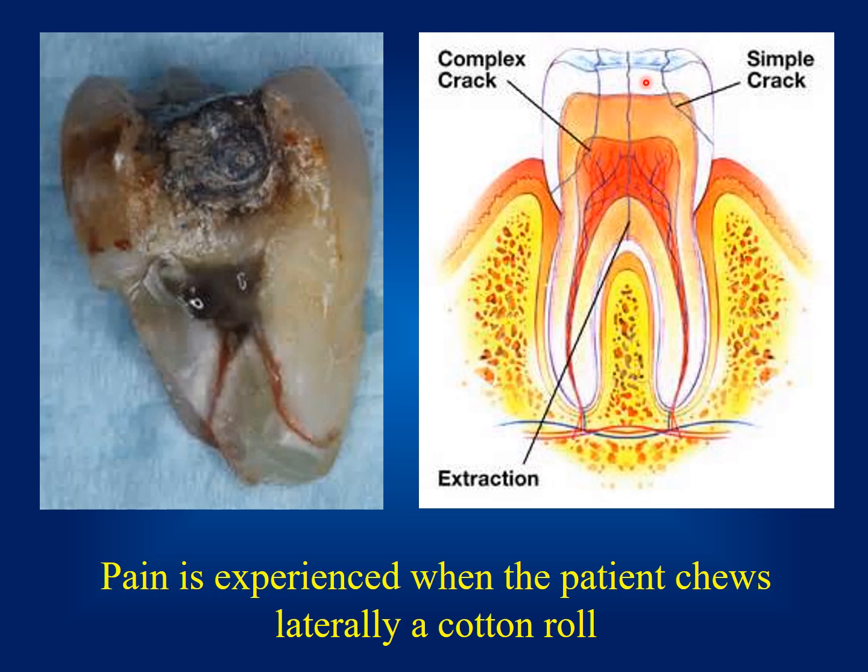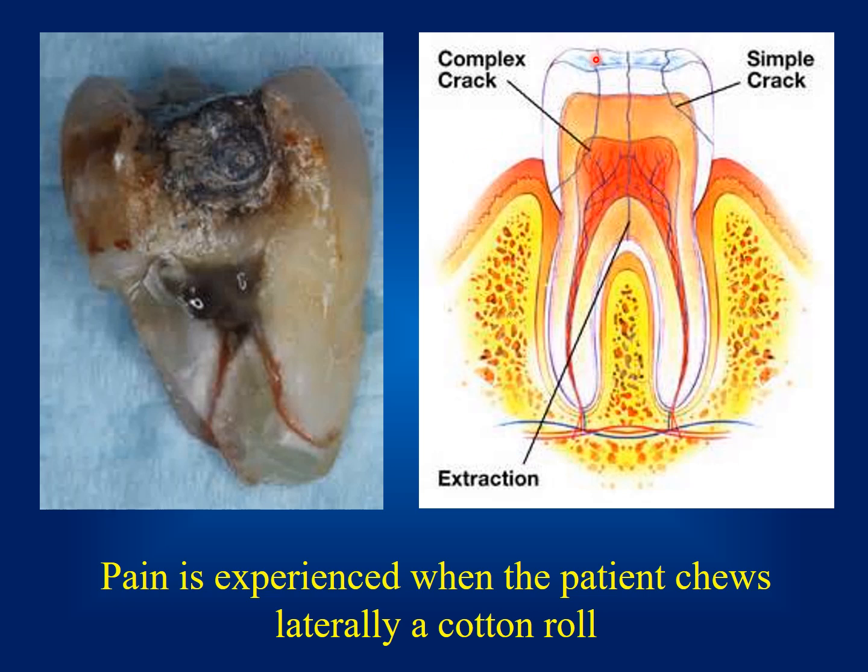Of course, pain is experienced when the patient chews laterally, for example, a cotton roll, and this will make the fractured fragments move laterally. Therefore, patient will feel pain due to the distension in the pulpal tissue.